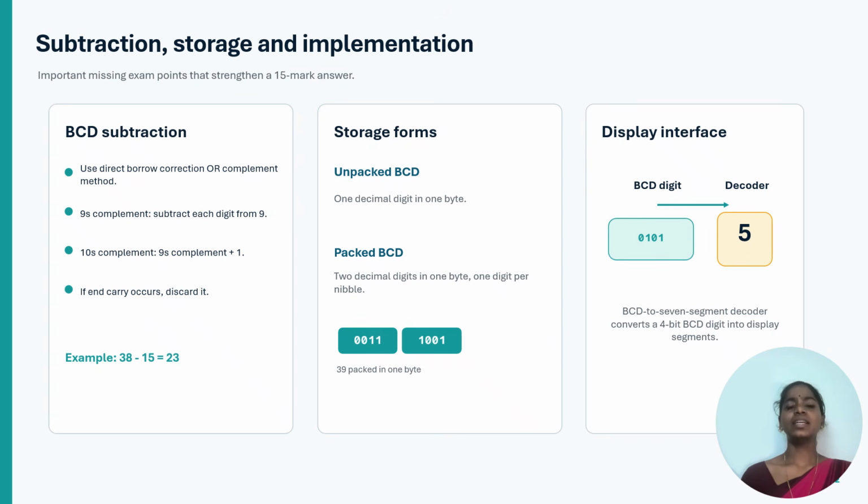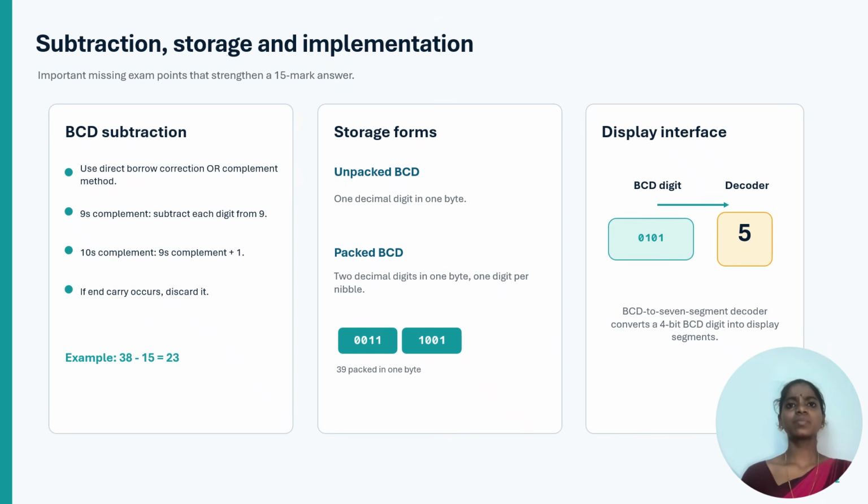For 38, the BCD value is 00111000. And the BCD value for 15 is 00010101. So the result is 00100011.